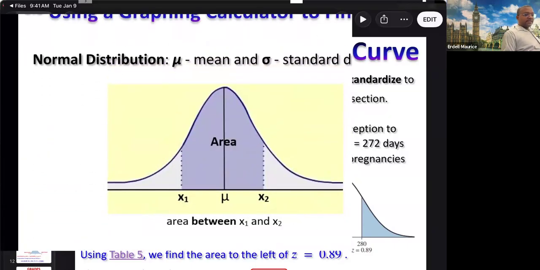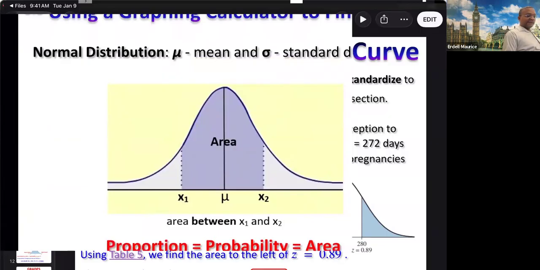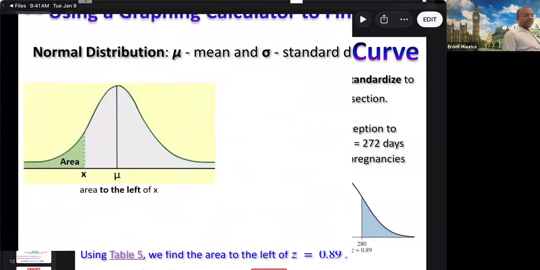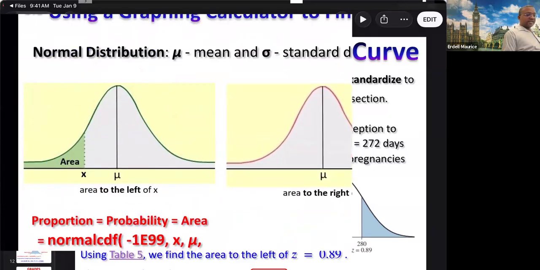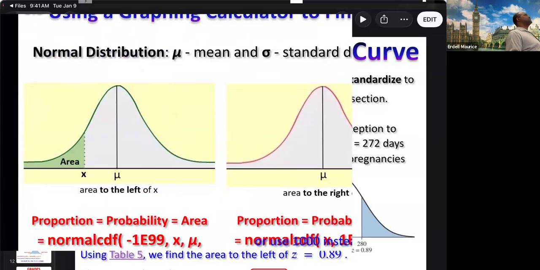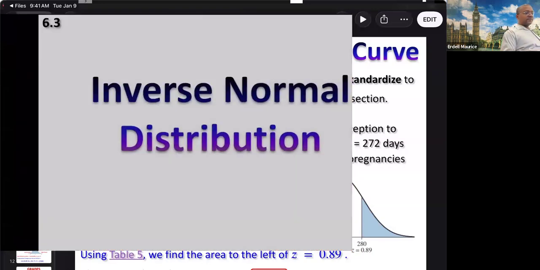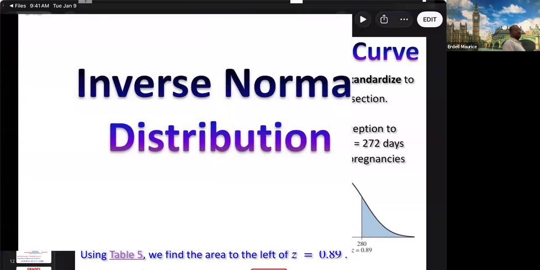We've done this already, in between. This is when shading to the left. I think they put the same slides, but you saw these slides already, right? We did this before. You can either be in between, to the left, or to the right on the tails. Those are our four possibilities. All right, so this takes us to the inverse normal distribution.